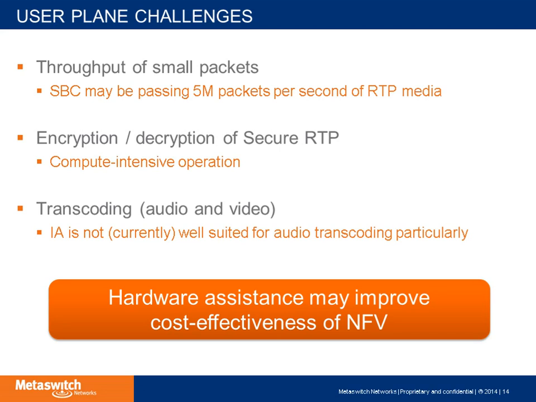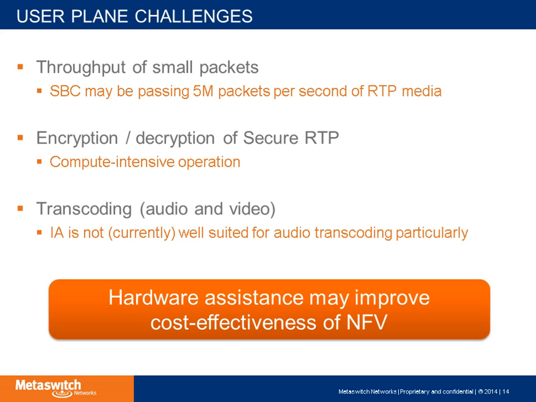Secondly, those media streams may well be and increasingly are encrypted, and that often means that we're having to do some kind of interworking between secure RTP and unencrypted RTP. And that encryption and decryption is very compute intensive and can soak up a large amount of hardware resource. And so the cost effectiveness of a virtualized SBC that's doing a lot of this encryption may depend on the underlying performance of the hardware in this encryption-decryption role.